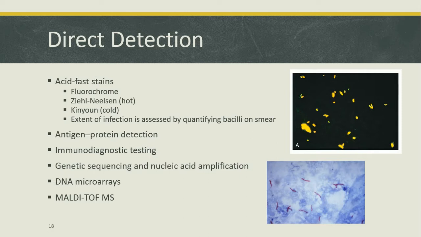And then here you just have a picture of the two different stains. The bottom one is your Ziehl-Neelsen, which is hot. The Kinyoun is basically the same thing, except you don't use heat. And then the top image here is that of a fluorochrome stain.